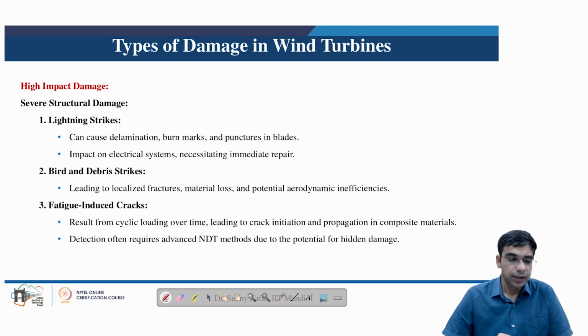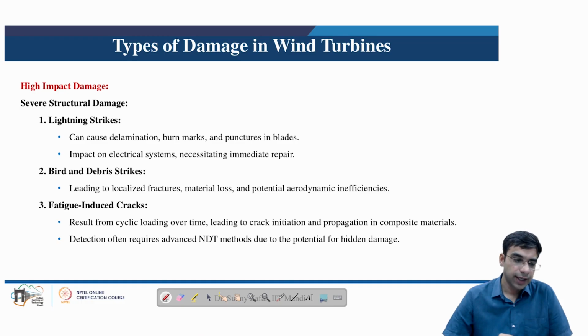So if we look at the different types of damages in the wind turbine, we start with the high impact damage. These types of damages lead to severe structural damage, because they can compromise the structural integrity of the wind turbine. It is very important to assess these types of damages. They may essentially be caused because of lightning strikes, bird or debris strikes, and fatigue induced cracks.